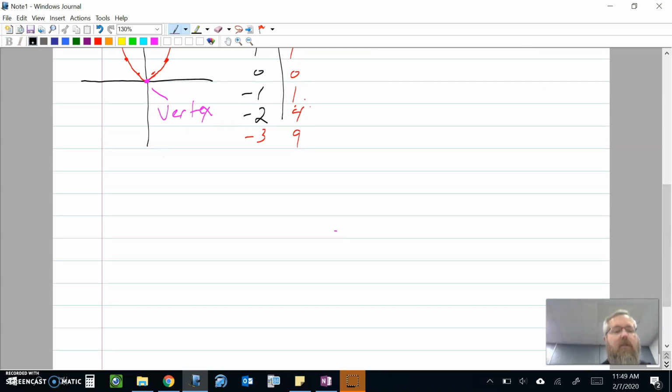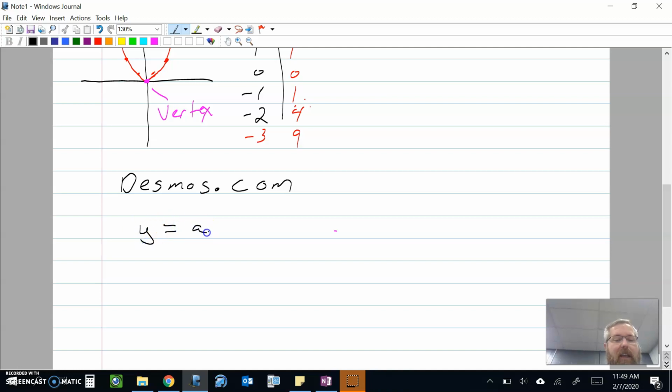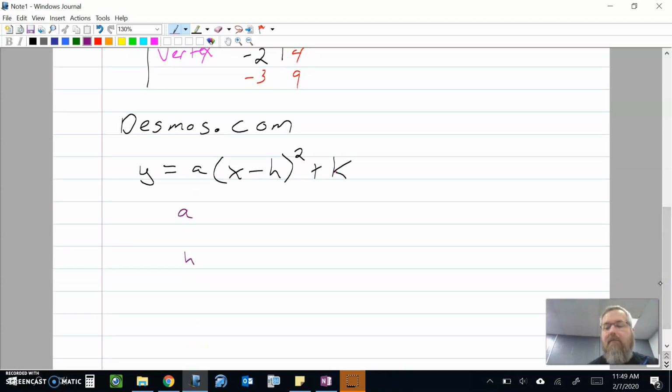The first thing I want you to do today is pull out your Chromebook and go to a website called Desmos.com, and we are going to graph y equals a times the quantity of x minus h, quantity squared, plus k. We're going to investigate what a does, what h does, and what k does. We're going to use Desmos to help us out with this.